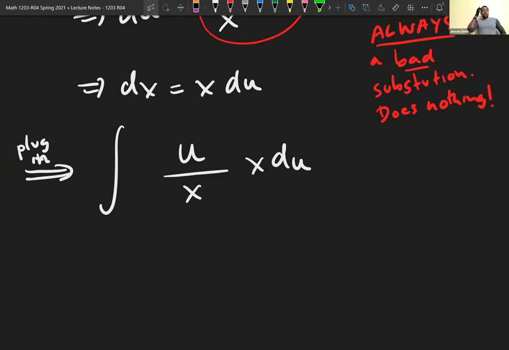Now, we do have limits on this integral. We want to put it back. However, since we're changing to the variable u, there are no x's anymore. I want to indicate this by saying that I want x equals 1 up to e.